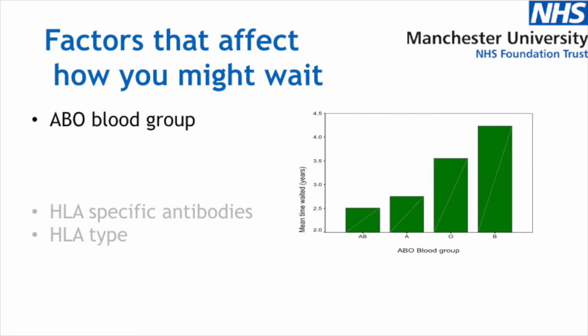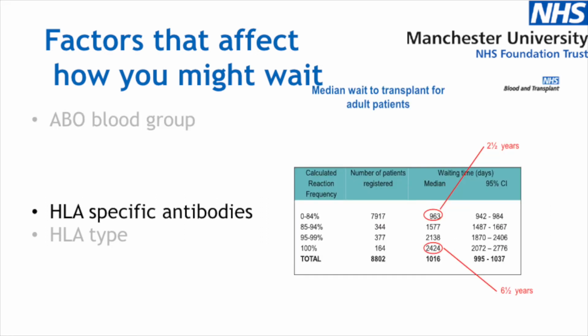The other factor is how many antibodies you've produced. As we said before, this is often expressed as a percentage, the calculated reaction frequency. So if you have 0 to 84% antibodies, the median wait time is about 2.5 years. If you're unfortunate and you've produced a lot of antibodies because you've had a lot of pregnancies, transfusions or previous transplants, and you have 100% antibodies, then the median wait time is 6.5 years. So that's another big factor in how long you might wait for a transplant.